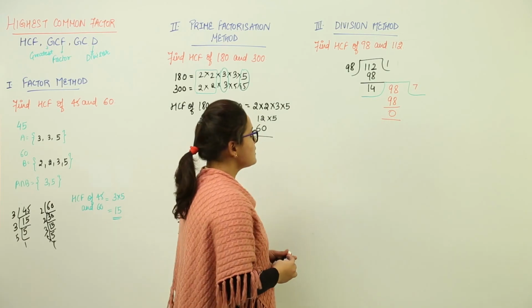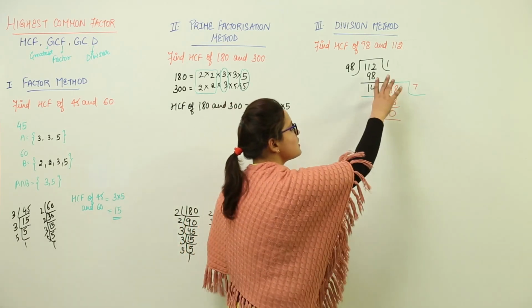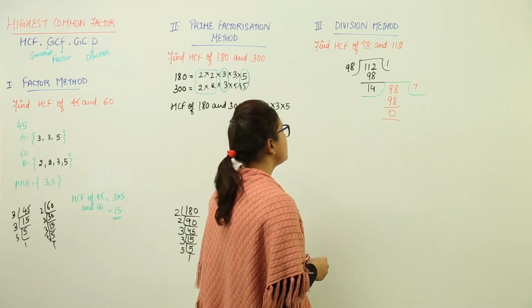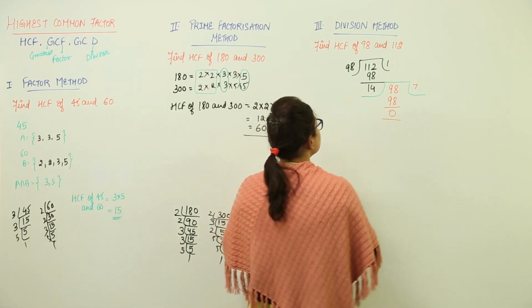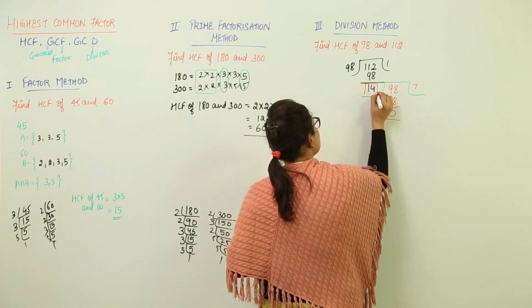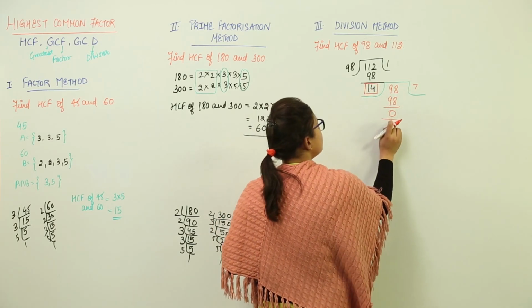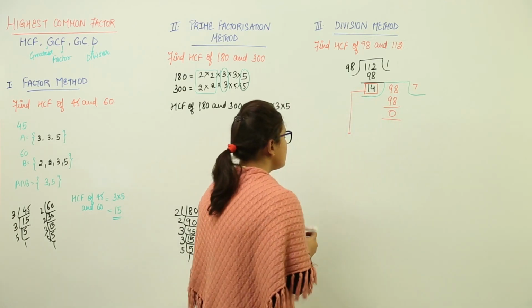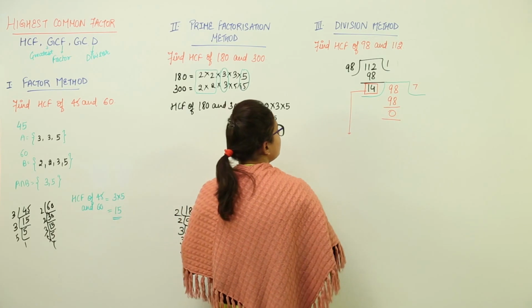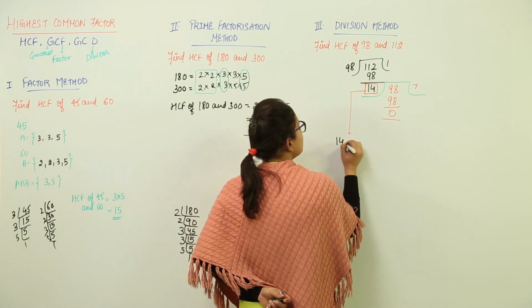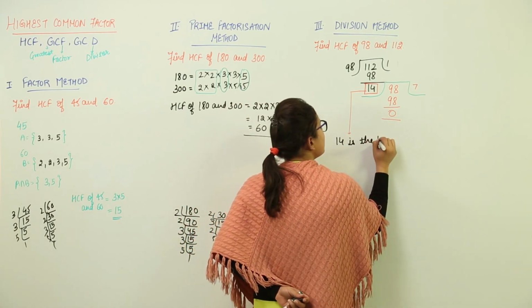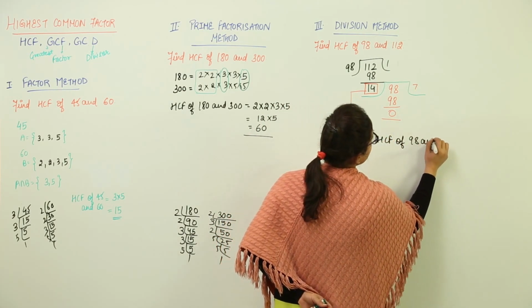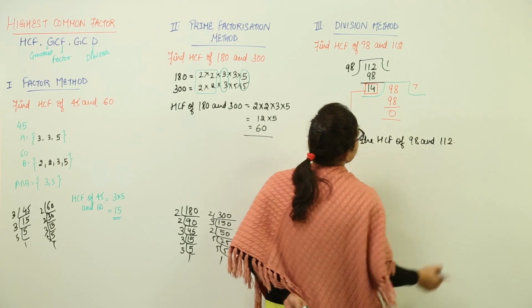Now what is the HCF we have found? The quotients are not the HCF. The last divisor over here forms the HCF. You can highlight this, the last divisor for which we have got the remainder 0. So you can say that 14 is the HCF of 98 and 112.